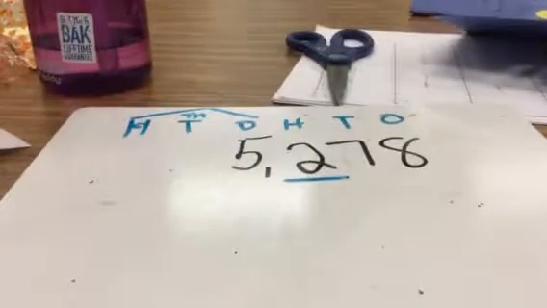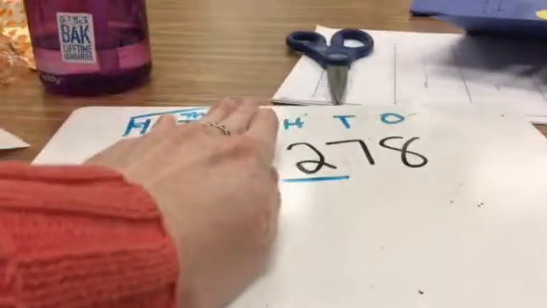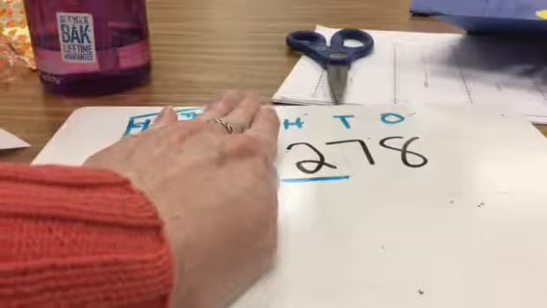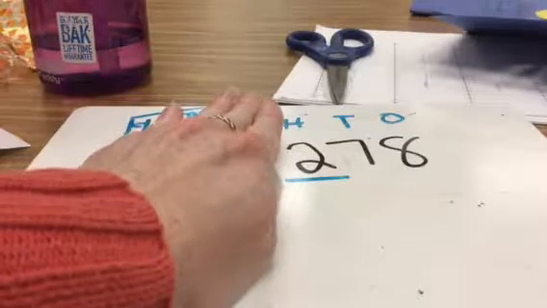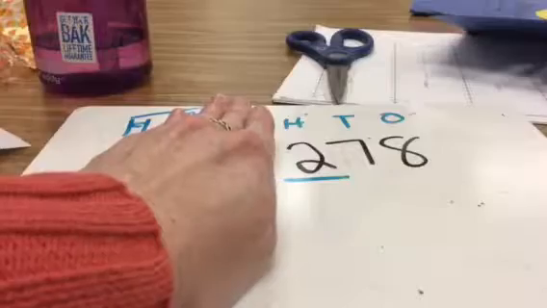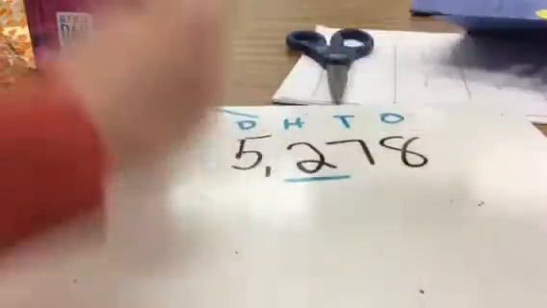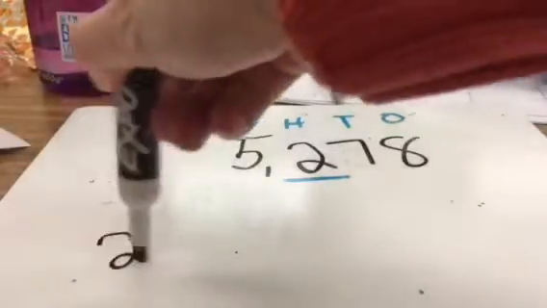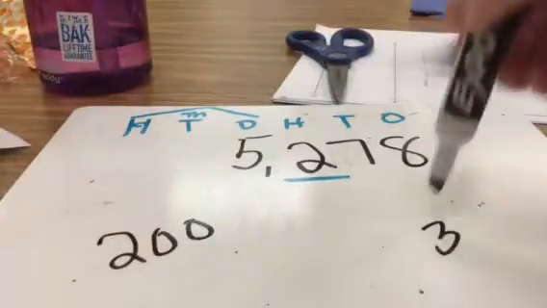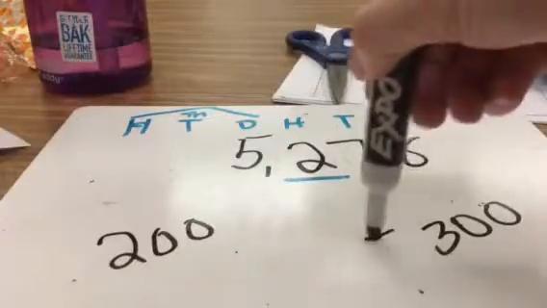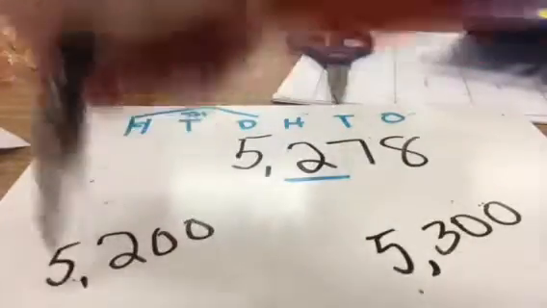So I'm going to underline it. That 2, I'm pretending that 5 isn't there for the moment. That 2 is 278. So I know that 278 is in between 200, and then after 200 comes 300. But remember, we put the 5 back on because it really still is 5,000.